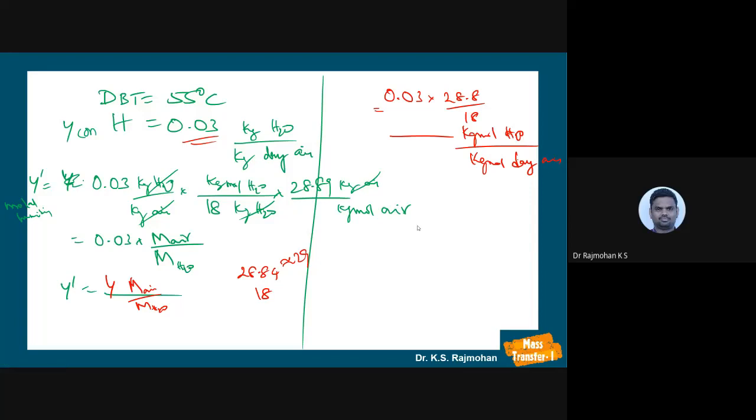28.8 divided by 18 is 1.6, into 0.03, which is 0.048. So what we get is 0.048 as the molar humidity. Now molar humidity is also defined as the ratio of partial pressures, so you can say that partial pressure of A by P minus PA is equal to Y dash, which is 0.048. Here I am using Y dash as molar humidity; different books will use different notations.